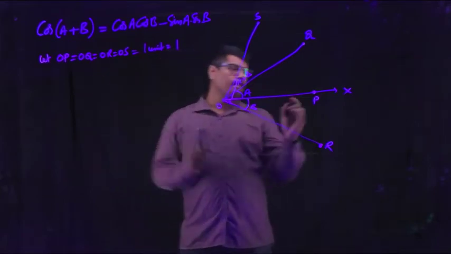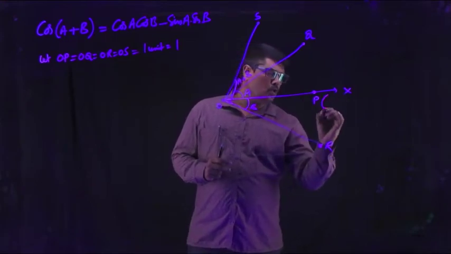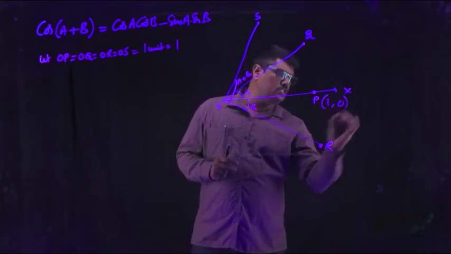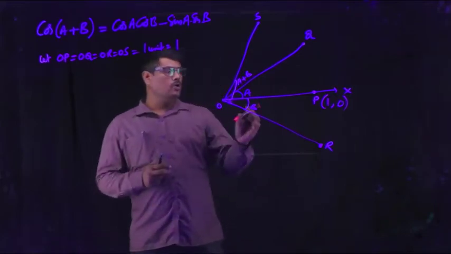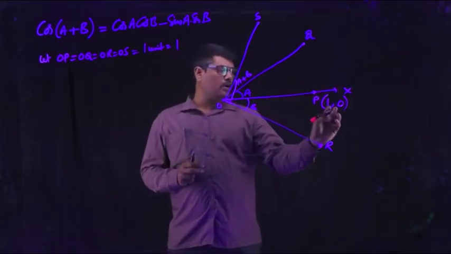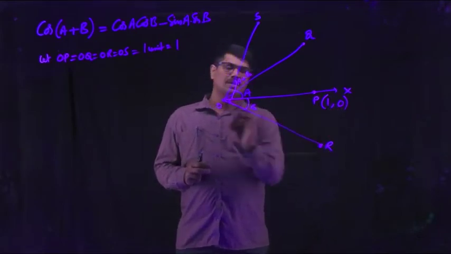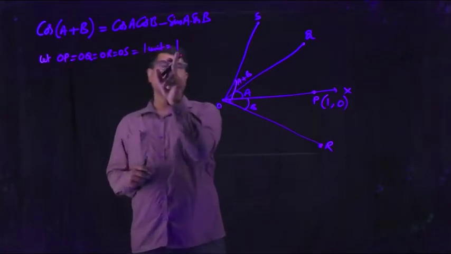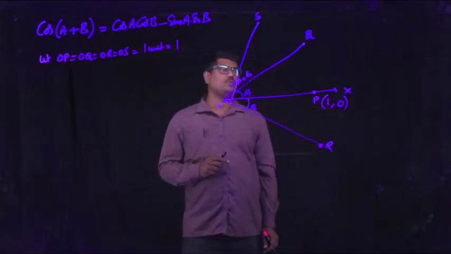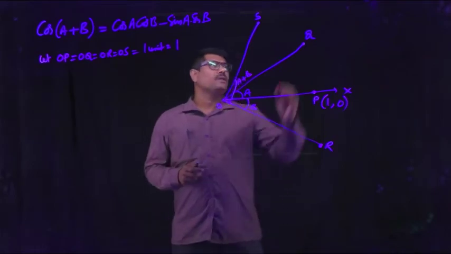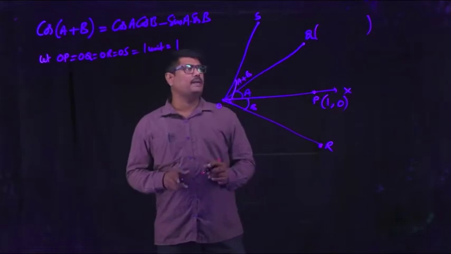After considering OP as 1, and P is a point on the x-axis, the coordinates of P will be 1, 0. You know, on the x-axis the y coordinate has to be 0. Since we already consider OP as 1 unit, its coordinates are 1 comma 0. Now again, from our previous discussion, I already explained about it.